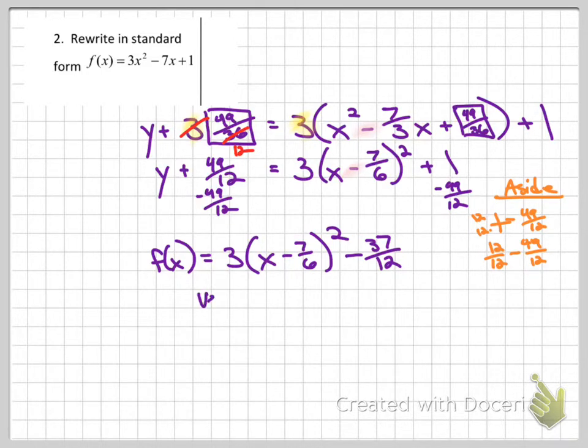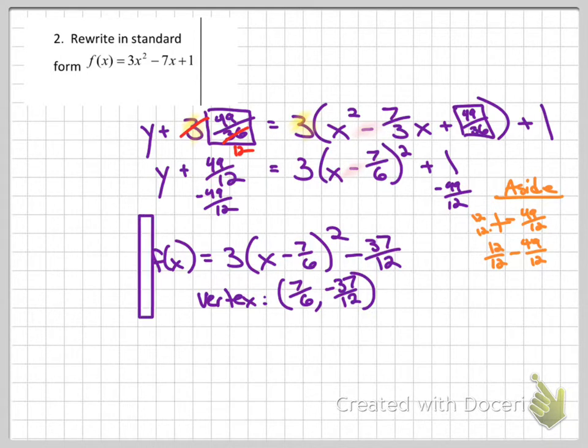Can you state the vertex quickly and easily? Opposite, so negative 7/6 becomes positive 7/6. The constant stays negative 37/12. Here is our answer.